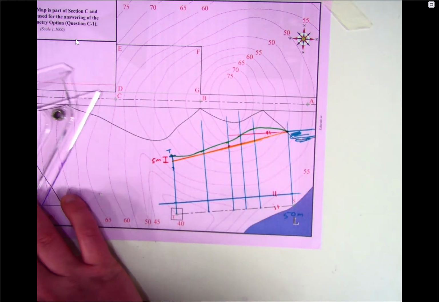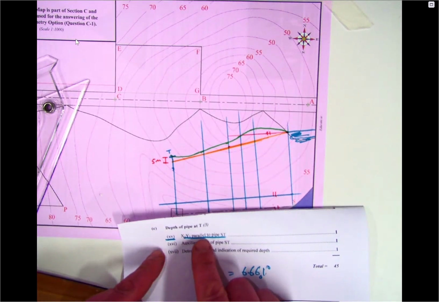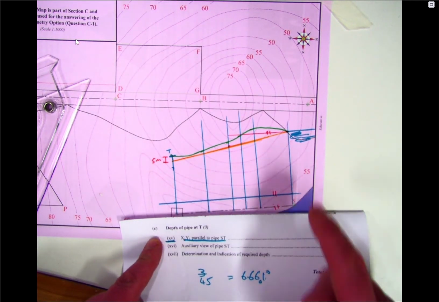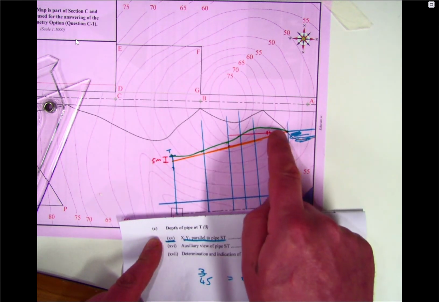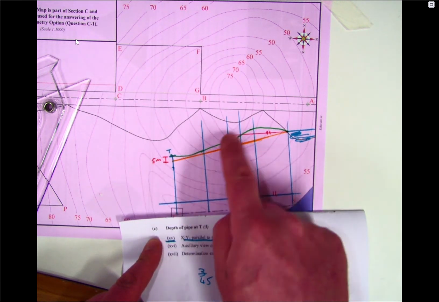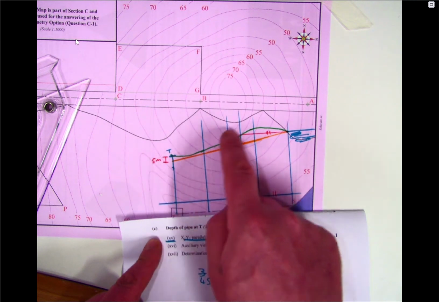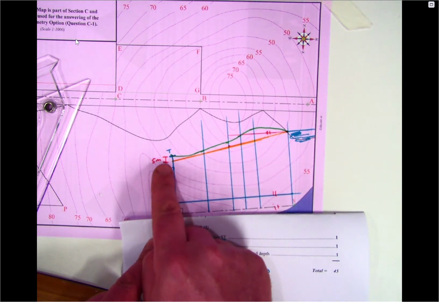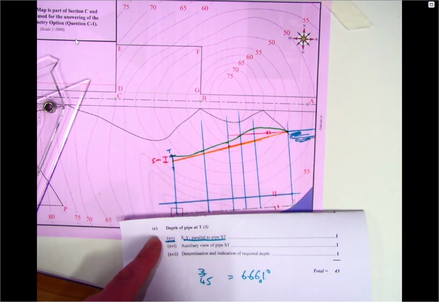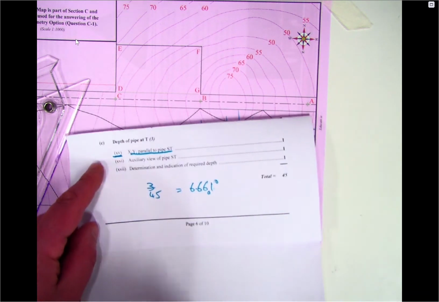So what they would have done, if we look back again from accuracy, excellent, so they gave me 1 for this. They gave me the auxiliary view of the pipe ST, so that was basically this orange line. If you look at the solution, they haven't drawn the profile. But as I said, sometimes the profile just makes it a bit easier to see what's going on. And then it says determine and indicate the required depth. So I've determined it, so there's 5, and I've marked it in and written 5 meters beside it. Okay, so that's basically my scheme.